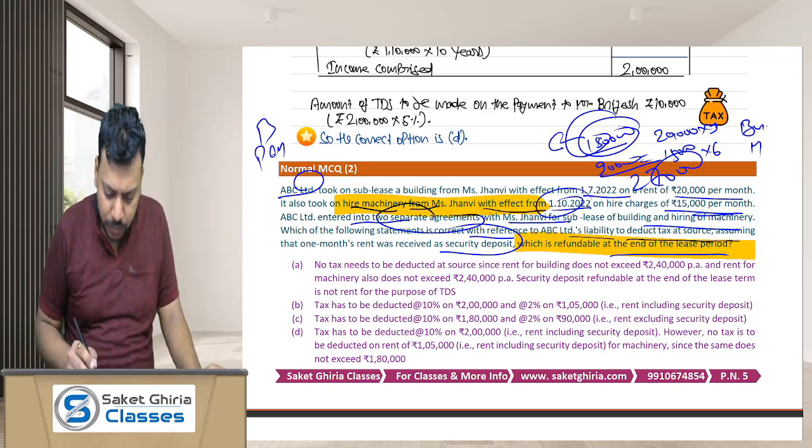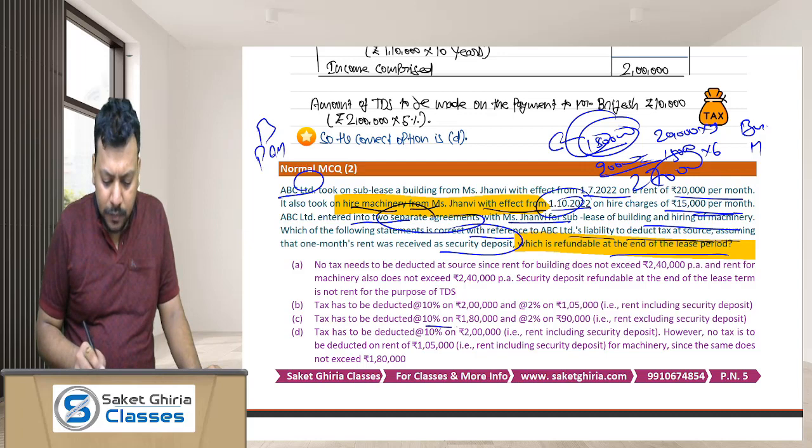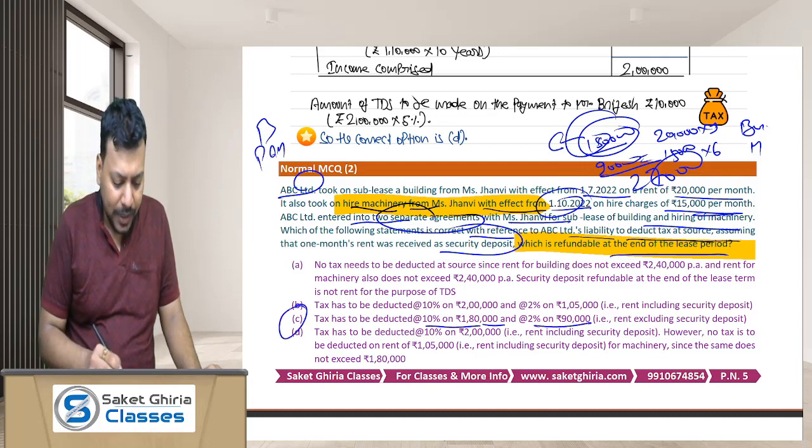Okay, so the correct option is going to be TDS at the rate of 10% on 180 and 2% on 90,000. So the correct option is C.